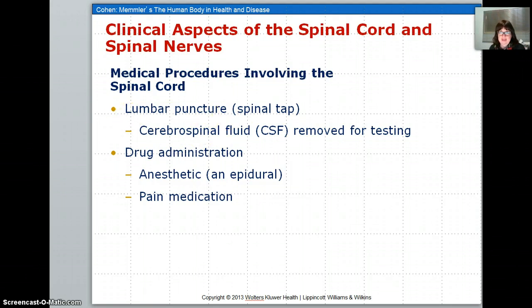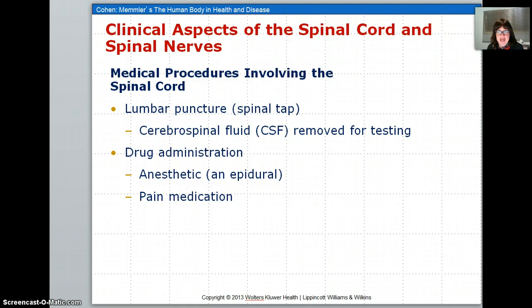You also have 3 meninges around the brain and spinal cord, the dura mater, the pia mater, and the arachnoid. And these will help produce the cerebral spinal fluid and are also a very tough connective tissue to protect it.